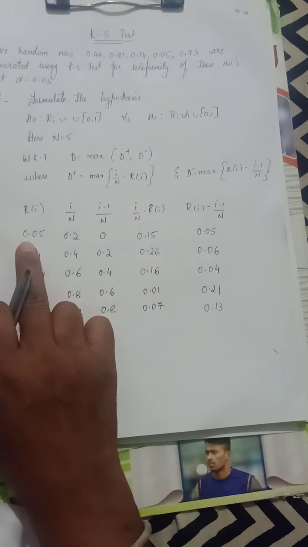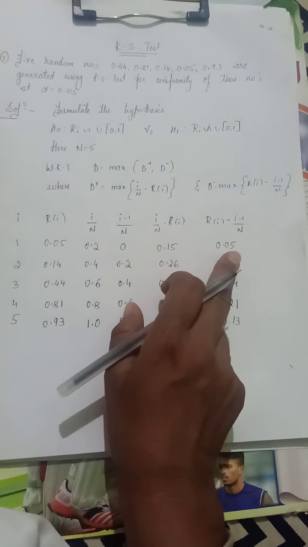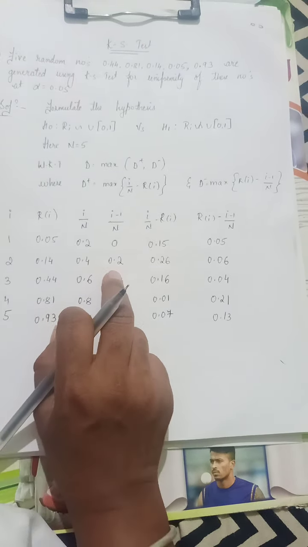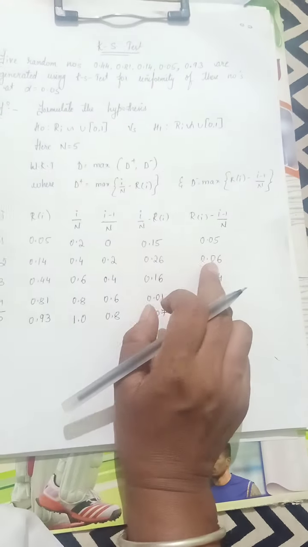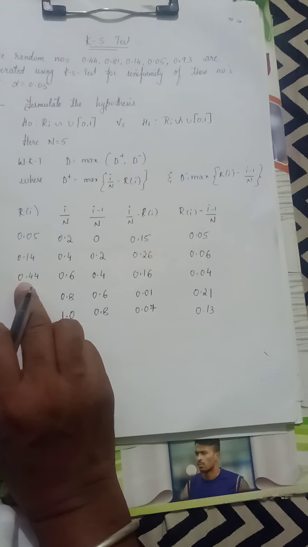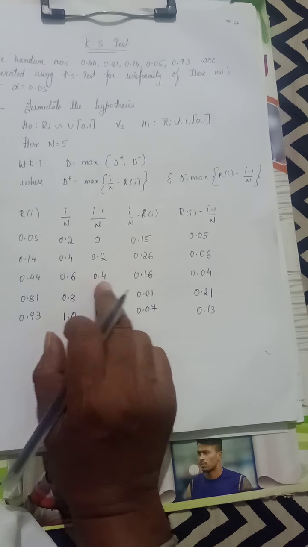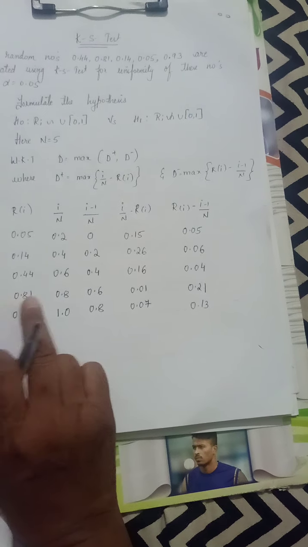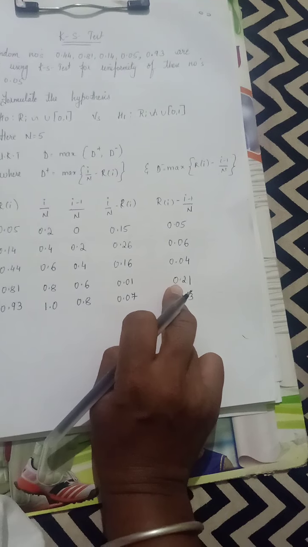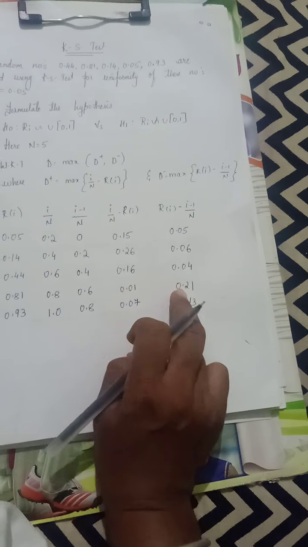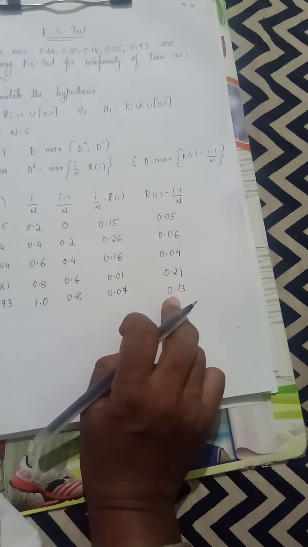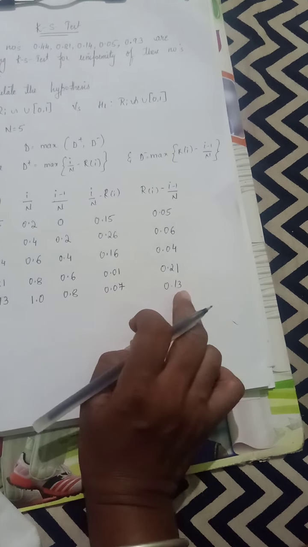Now you can see what I have done here. 0.05 minus 0 is 0.05. Then 0.14 minus 0.2 is 0.06. Next 0.44 minus 0.4 is 0.04. Next 0.81 minus 0.6 is 0.21. Next 0.93 minus 0.8 is 0.13.